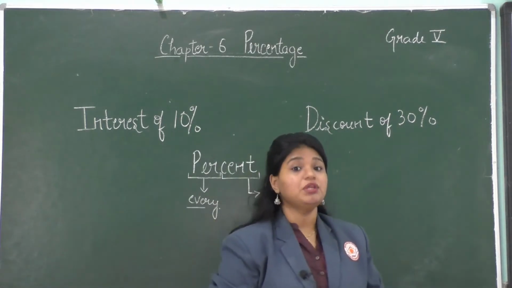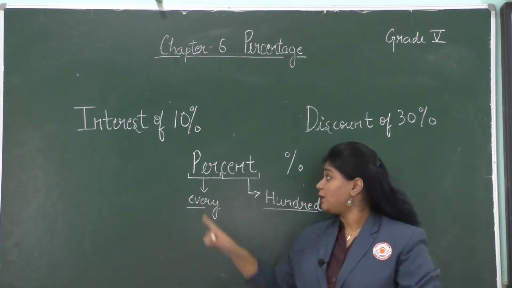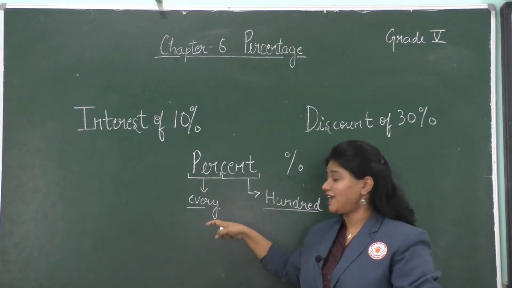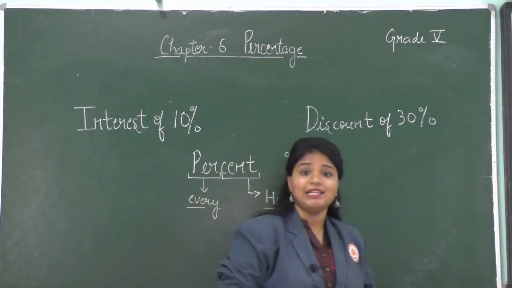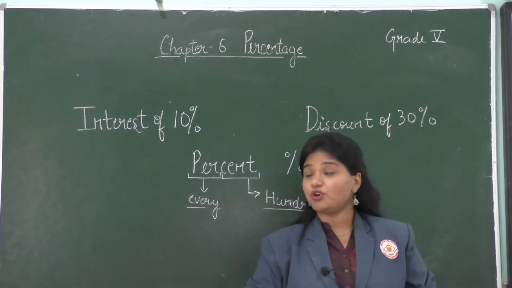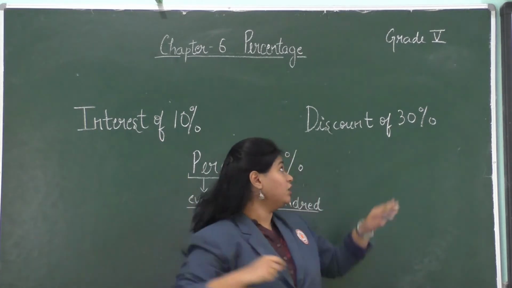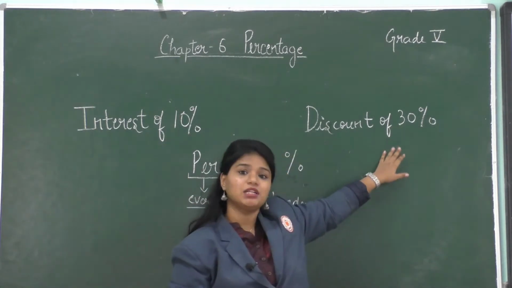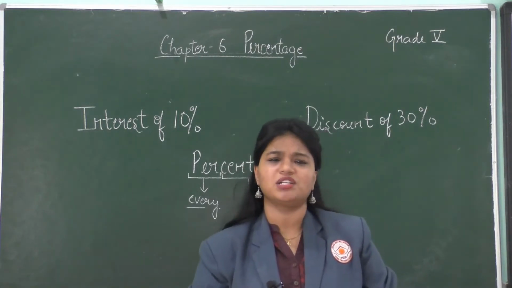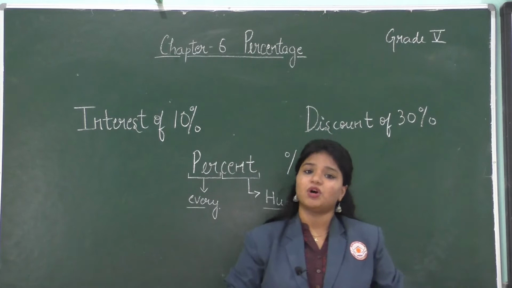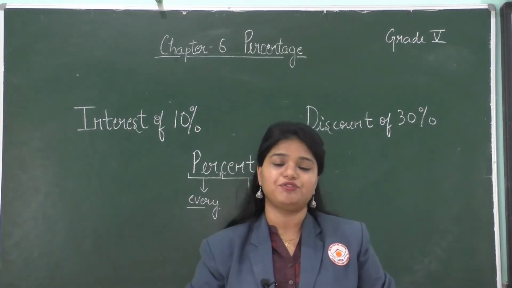Now let's learn about the meaning of the word percent. Percent is made up of two words, per and cent. Per means every and cent means 100. So percent means anything out of 100. So we can say that 10% interest means 10 out of 100, or 30% off means rupees 30 off out of rupees 100. When we say that a student has got 75% of marks, what does that mean? It means he has scored 75 marks out of 100 marks.